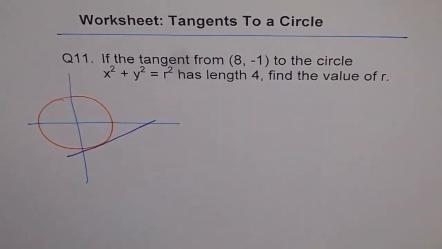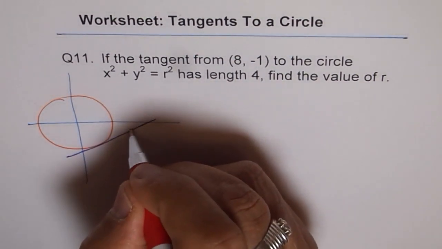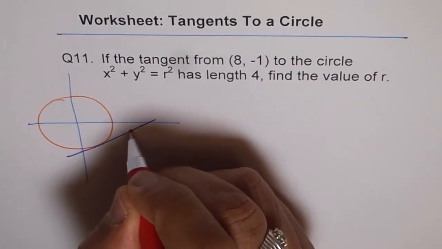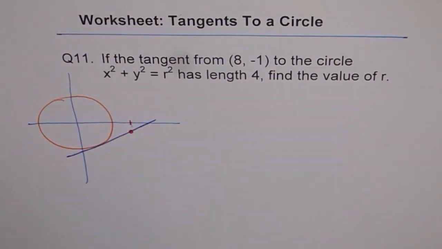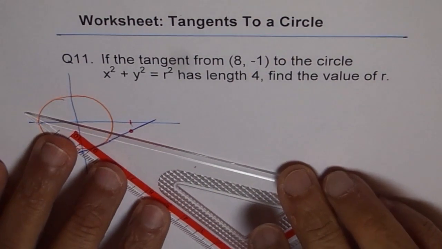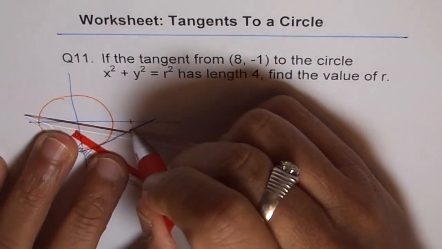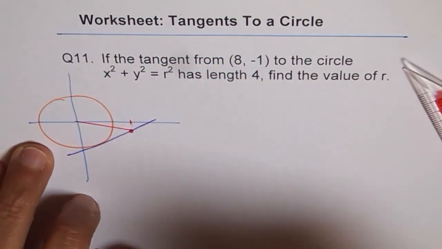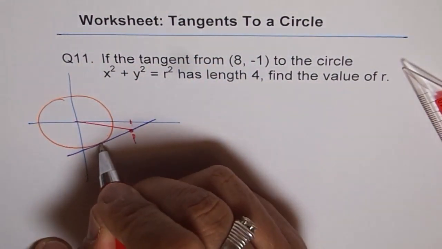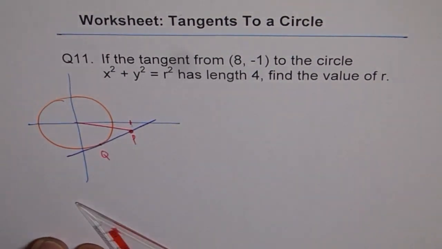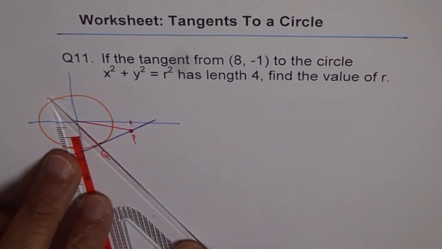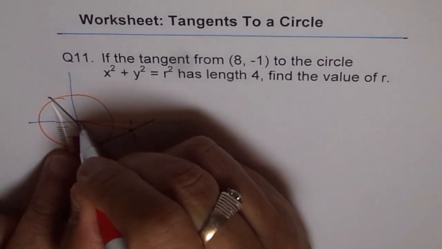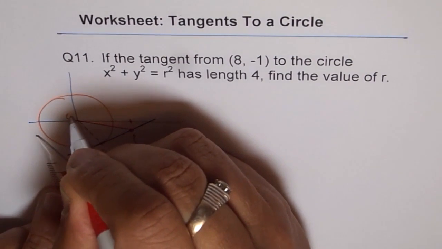Let us assume that the point (8, -1) is this point for us. 8 is the x value and -1 is the y value. Now from here we'll connect to the center of the circle, which is the origin. Let's say this is the point P, which is (8, -1), and that's the point Q where the line is tangent to the circle. If we connect Q to the center O, we get our radius.